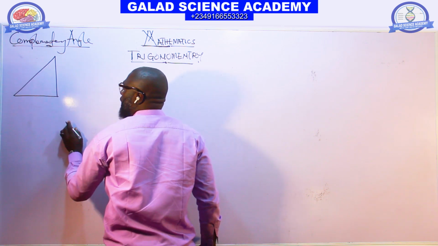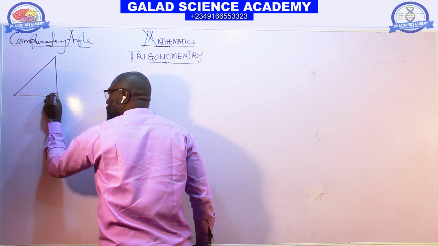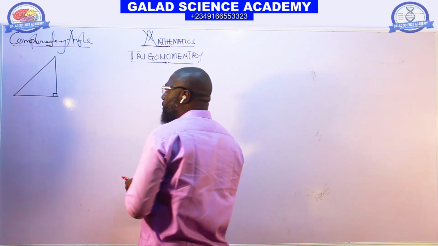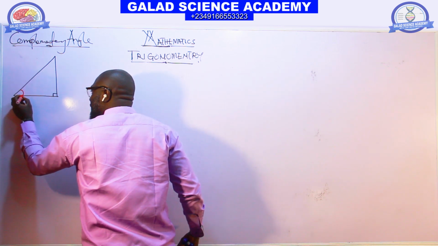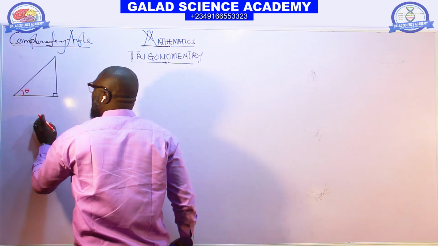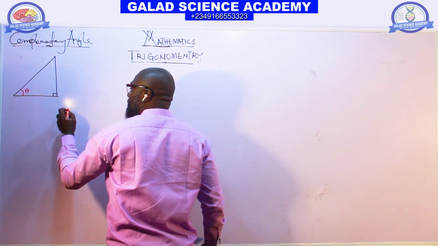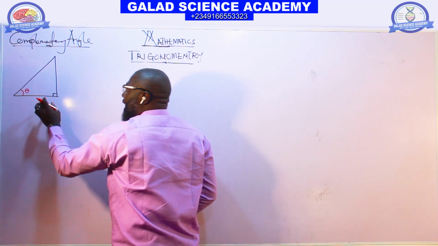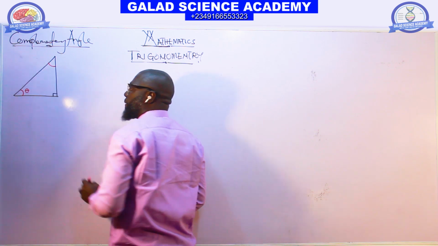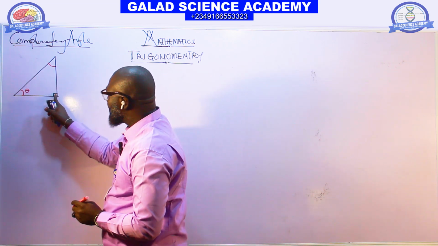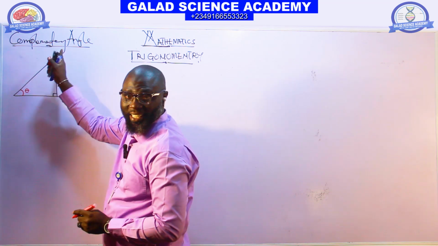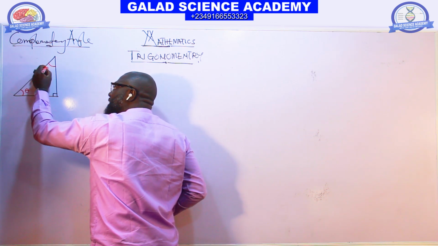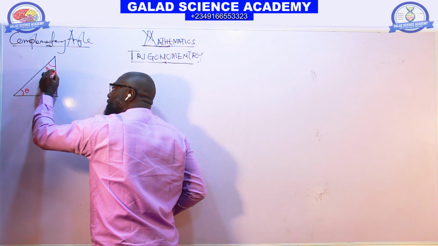Take for instance, we have a triangle like this. This side is a right angle, 90 degrees. Assume the angle theta here, this is theta, and it faces this side. If this place is 90 and this place is theta, what will this angle here be? Here is 90, and the sum of this angle and the other is 90 degrees. And here is theta. The remaining angle here will be 90 minus theta.